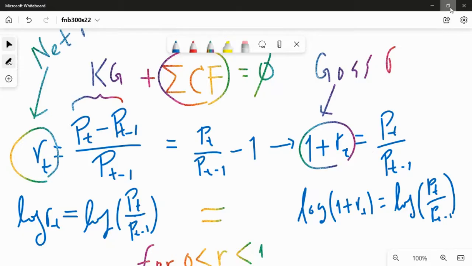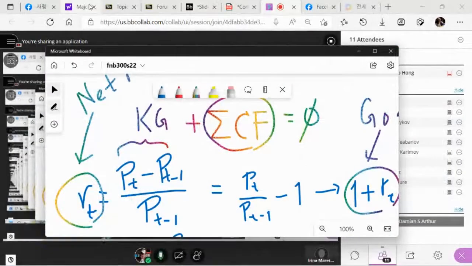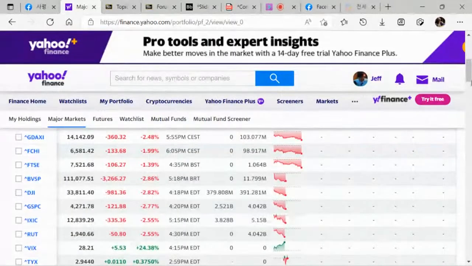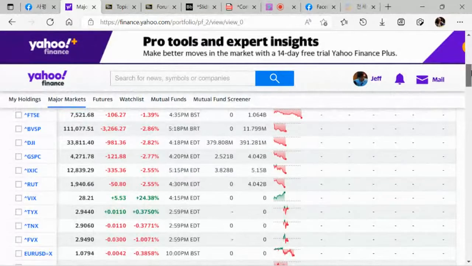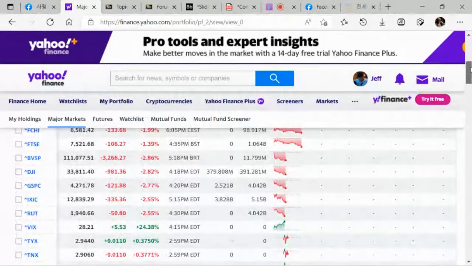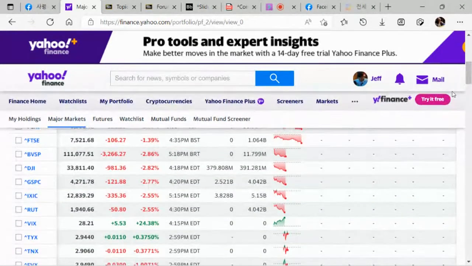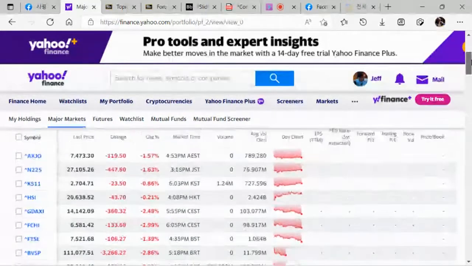Today is Saturday, so there's no market movement. But look, we had a very, very bad week. My portfolio lost more than 10% from its highest point. This week was very bad.